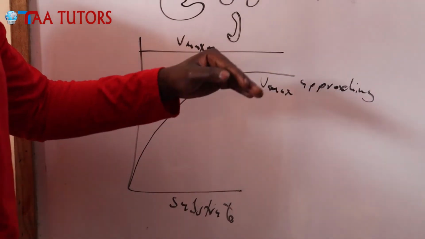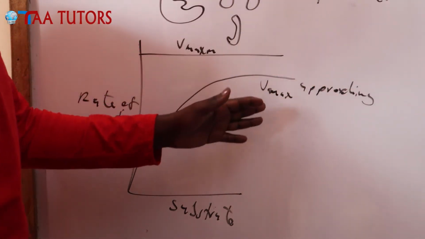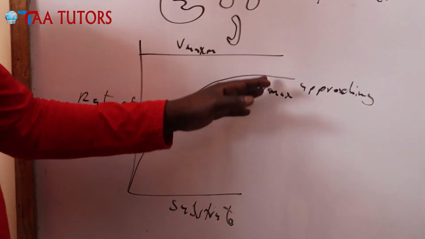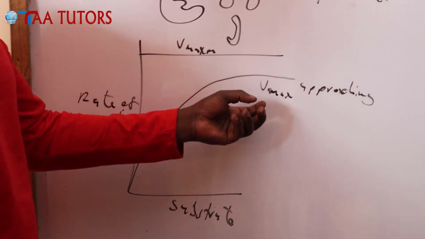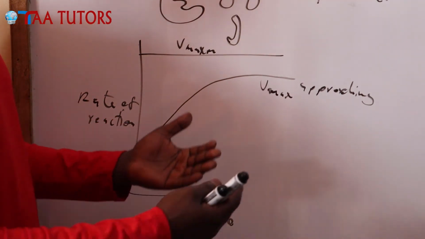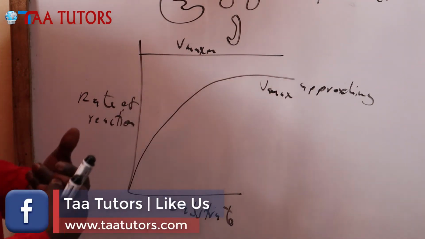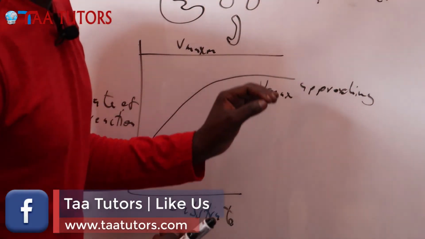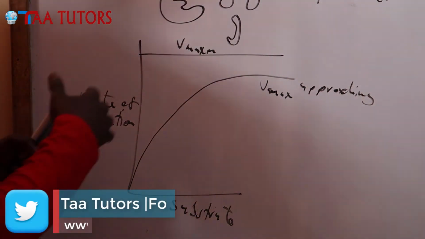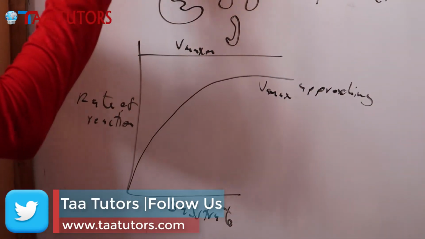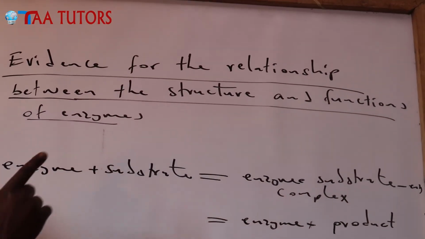When I reach this point, why am I not getting any more product, the number increasing beyond this? It is clear that at this stage all the enzymes that I'm having are involved in the reaction. So there is no free active site bringing in a new number of products. At this point we are seeing how the active site is related to the number of the substrate. So we can use some of the factors to prove that there is an effect on structure and the product that comes out, which is the function of the enzyme.